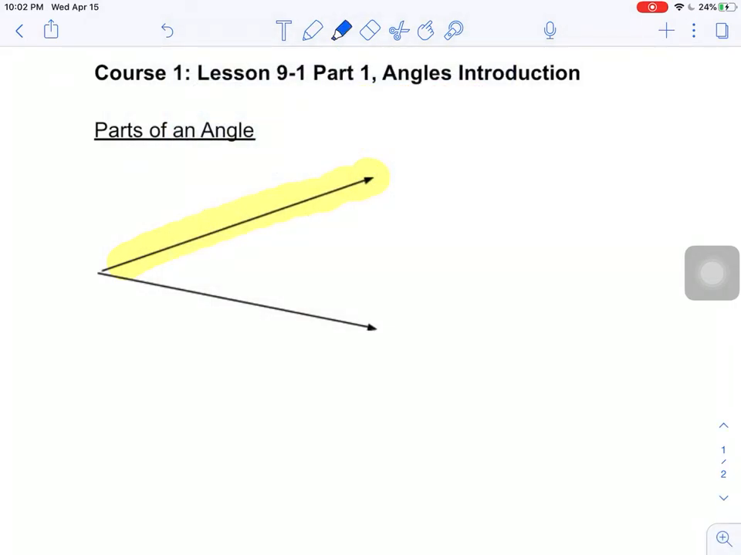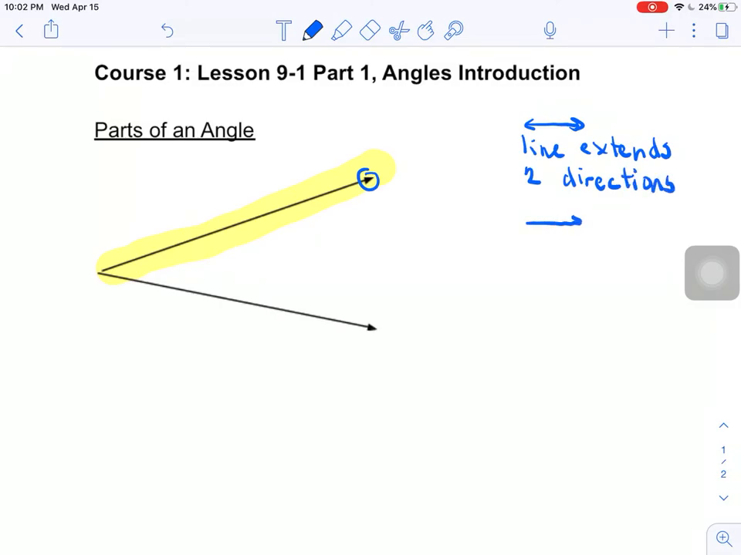They are rays. The difference between a line and a ray, if you look, a ray has an arrow on just one end. So you can see the arrow on one end. So a line goes both ways. So a line extends two directions. A ray extends one direction, so it just ends. It has an end point, so it doesn't go the other way.